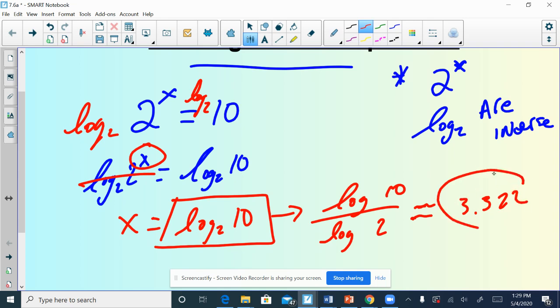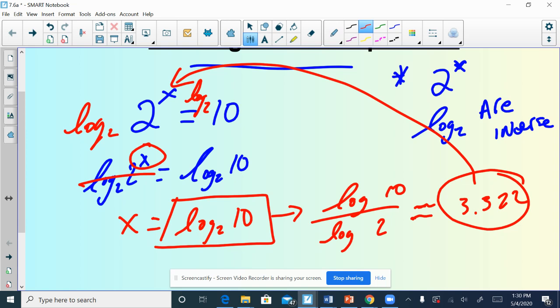So we could verify this. We could say, when I plug 2 back in, 2 to the 3.322, do I get 10? And I get 10.00049, which is fantastic. Okay, we are rounding here. That's why it's a little bit off.